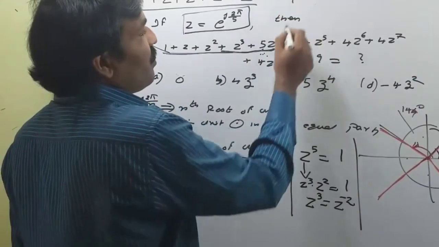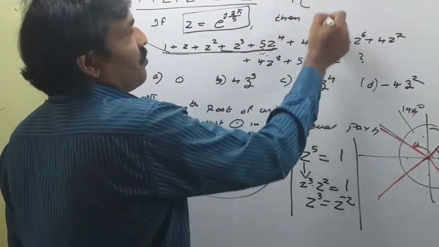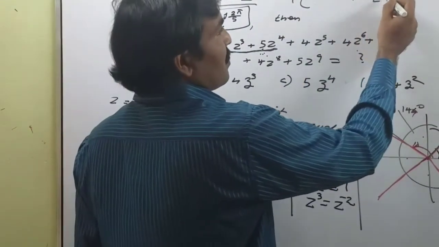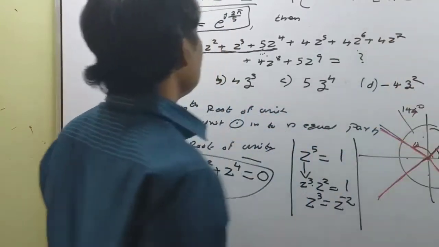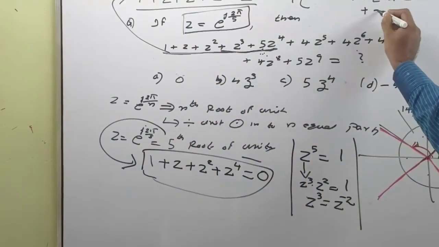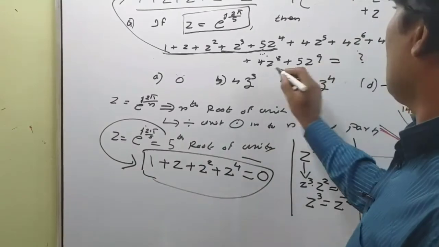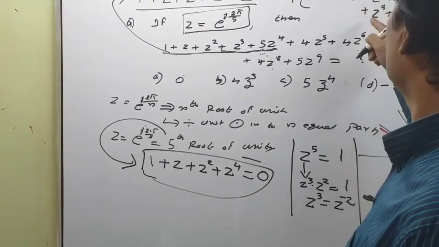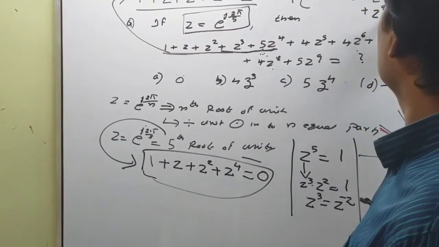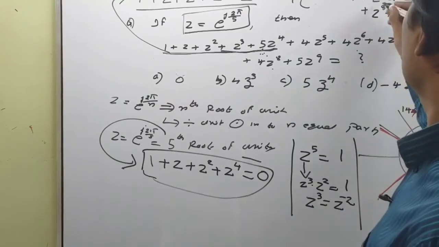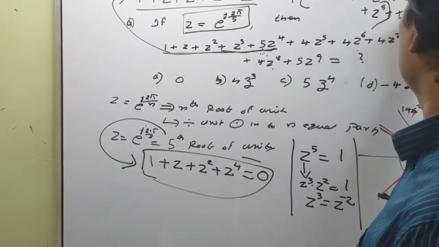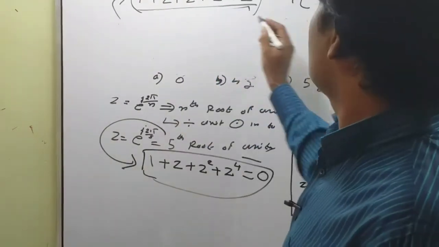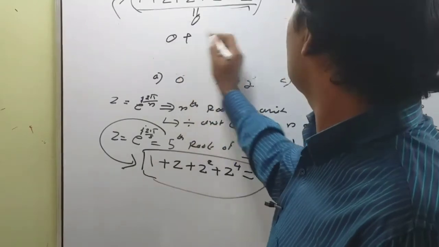Plus z raised to 4 plus z raised to 5 plus z raised to 6 plus z raised to 7 plus z raised to 8. 1, 2, 3, 4, 5. Z raised to 8 plus 5 into z raised to 9. Right. So this is equal to 0, so 0 plus this 4.